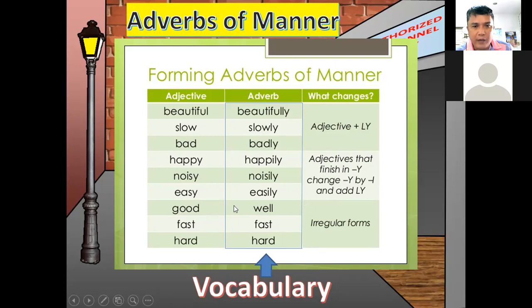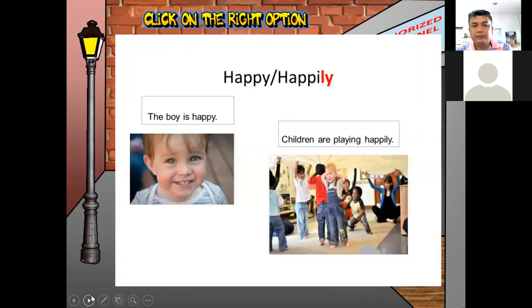Okay, now we also have irregular forms. So good becomes well, fast becomes fast, hard and hard, the same, but they are irregular. Irregular forms. Okay, for example, the boy is happy. Now, we will make it happily. So we say, children are playing happily.